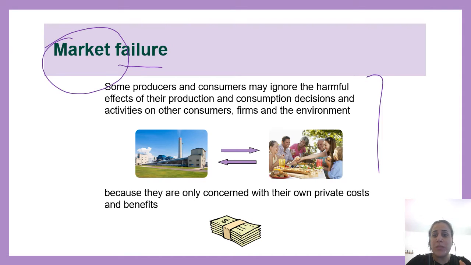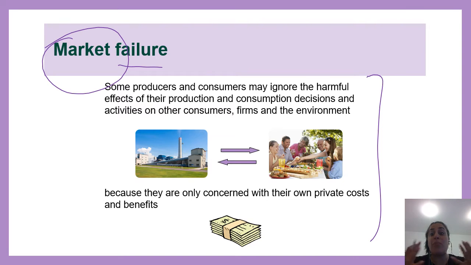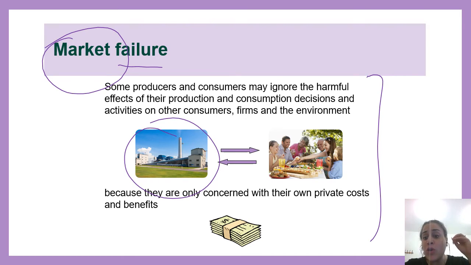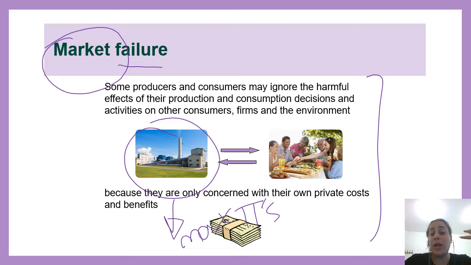Now, let us explain what's written here. Some producers and consumers may ignore the harmful effects of their production and even their consumption decisions. So, when I am talking about specifically only the consumers or only the producers, it means I am talking about private costs or benefits. When I am talking about the firms, they are only concerned with their own private benefits and private costs. Their private benefits would be to maximize their profits, and their private cost would be when they are paying for the cost of factors of production.